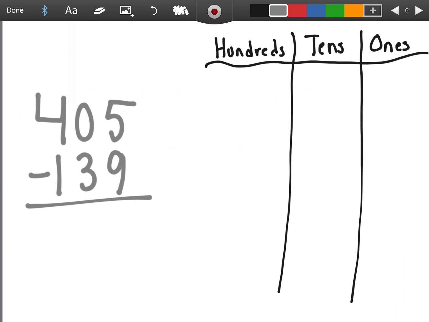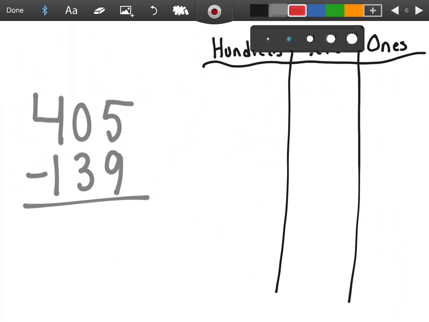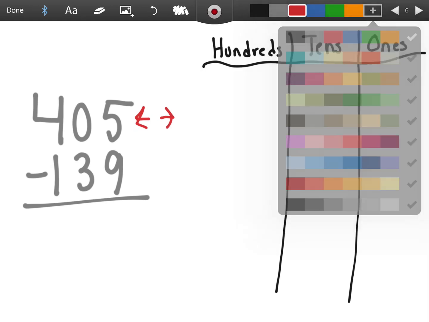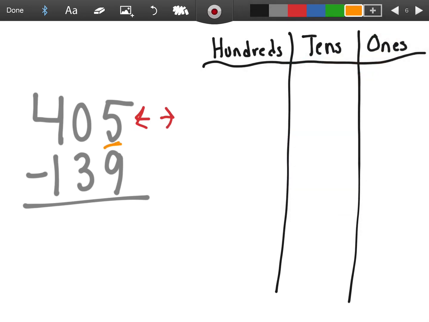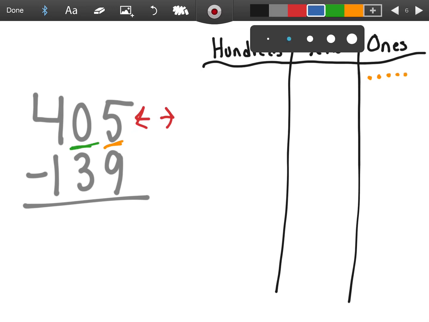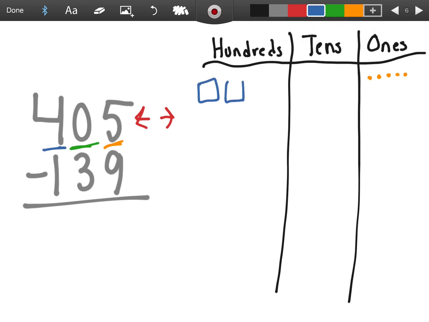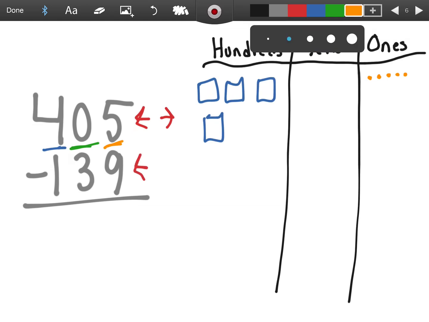So we have 405 minus 139. I'm going to look at this top number, quickly draw it into my chart over here. 1, 2, 3, 4, 5. 0 tens and 4 hundreds. I'm going to look at that bottom number and I'm going to try and take 9 away in the ones place.